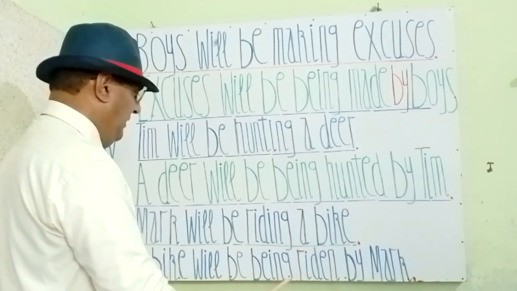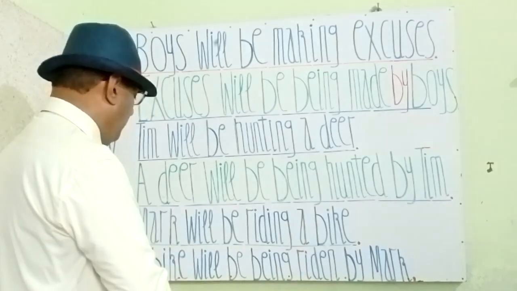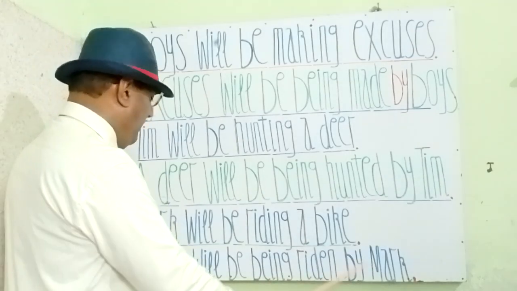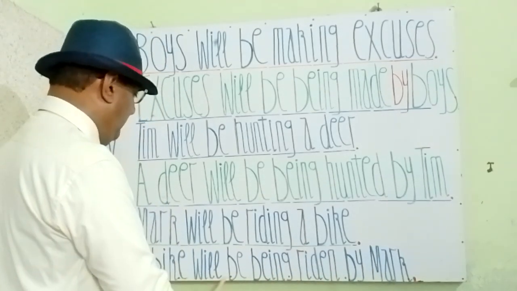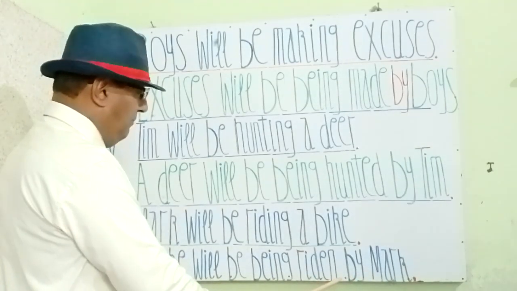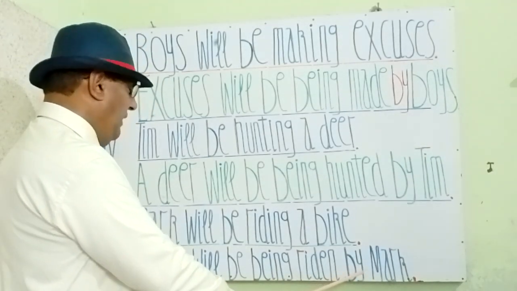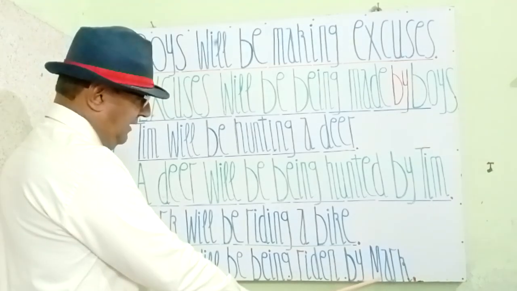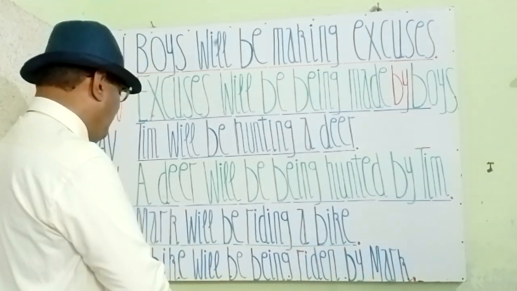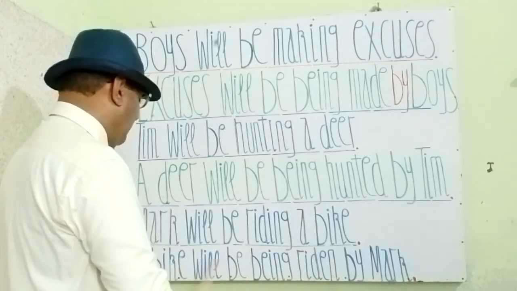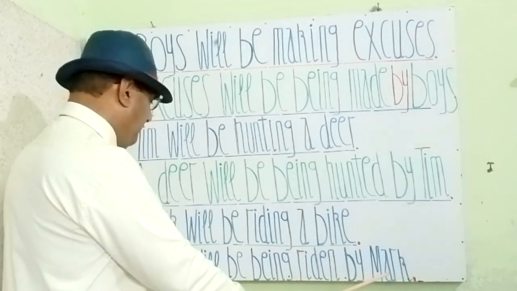A bike will be being ridden by Mark. By is the connective preposition, and Mark will come up here as an object in the passive sentence. So a bike will be being ridden by Mark.